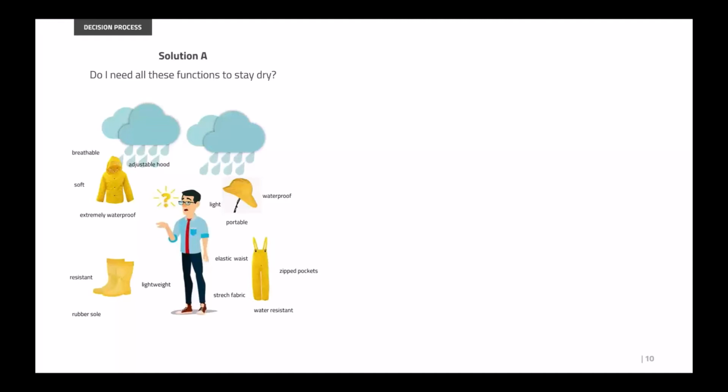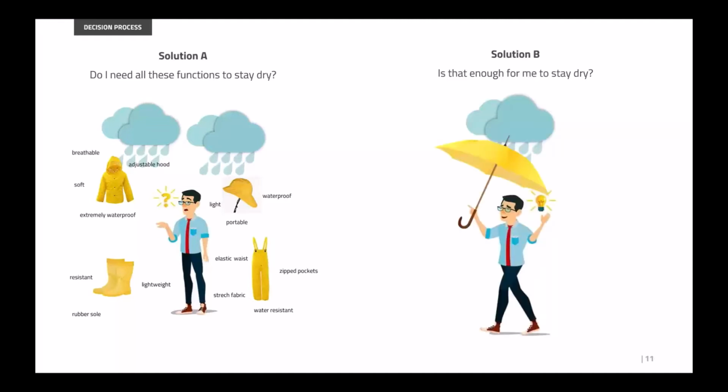Okay, that's solution A. And solution B is a simple umbrella. That means for him, he decided to go forward with the umbrella. He means, okay, at this early stage, it's maybe enough for me to use an umbrella. This solves my problem. I am dry, and I can do the walk to my new job.